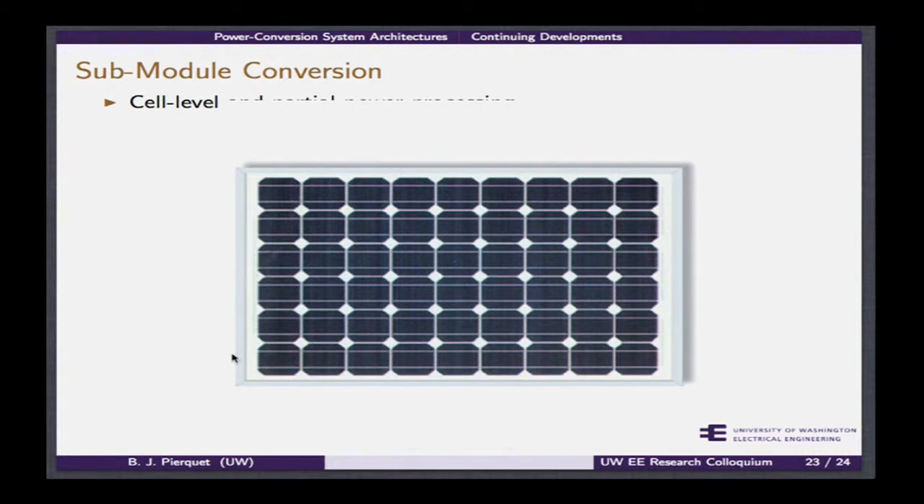Cell level is very hard because, as we talked about with the cells, you get half a volt, maybe a volt, and 5, 10 amps to deal with. The level of conversion that you need in order to process this is really large. You have massive amounts of current, but very little power coming out, and so most of the losses are going to be resistive, and there's just not much you can do about that.